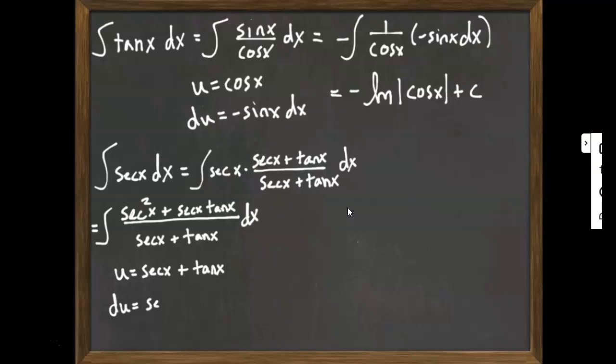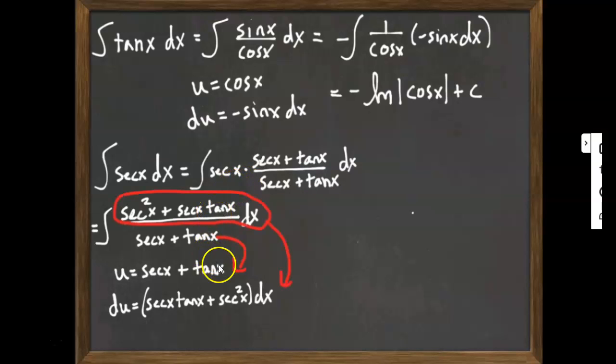And so then when we do du, as expected, the derivative of secant is secant x tangent, which is the thing on the top, plus secant squared. And so that top thing there is my du. The bottom thing is my u. So I basically have 1 over u times du. So you can write it out that way, 1 over u du, and then we can work the problem out.